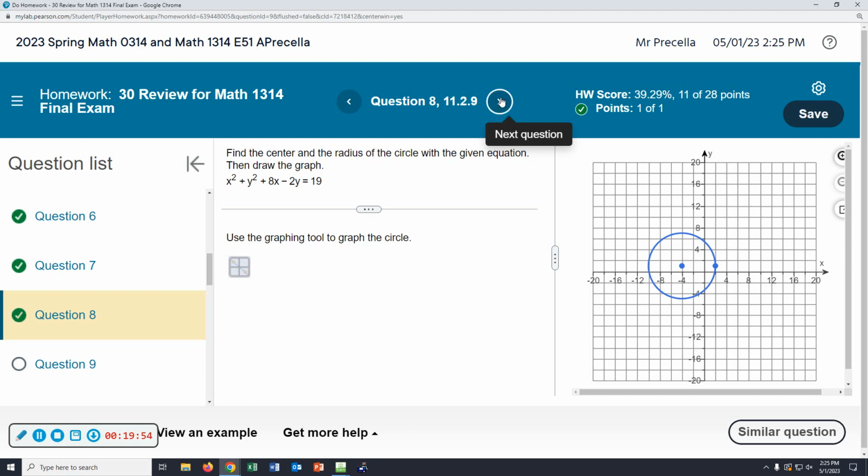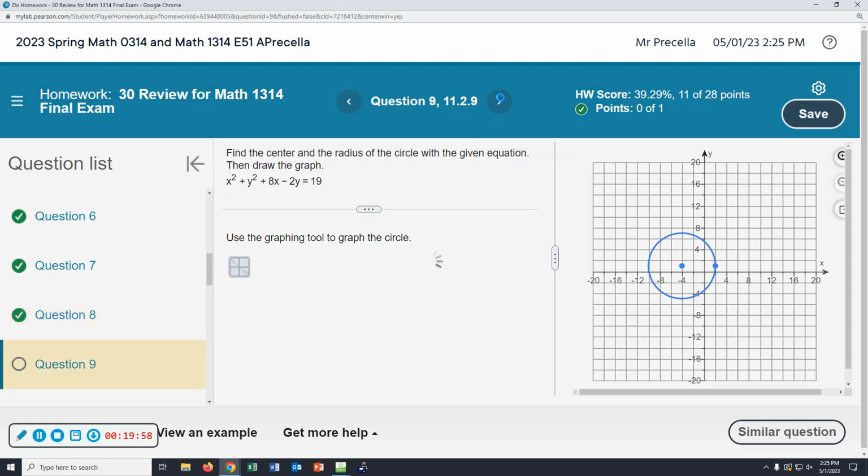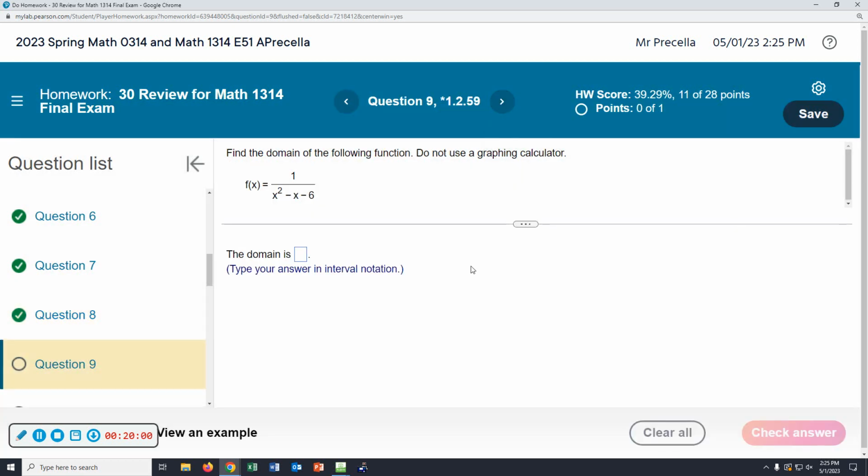So are we ready for the next one? Any questions on this? Okay. Find the domain of the function. It says do not use a graphing calculator, but if you want to do it with a graphing calculator, more power to you. I can't imagine anyone wanting to do it with a graphing calculator. I don't think that would be easy. If you want to do it in a harder way, then go for it. Okay, so they want us to find the domain.